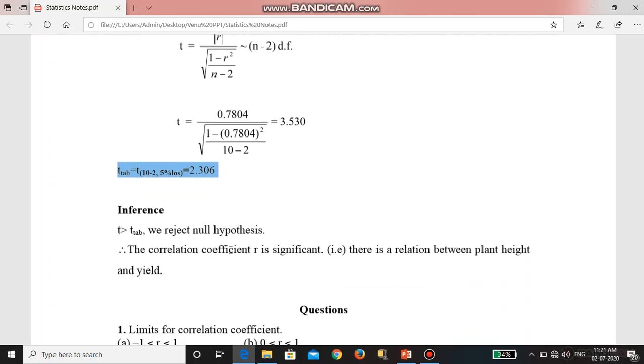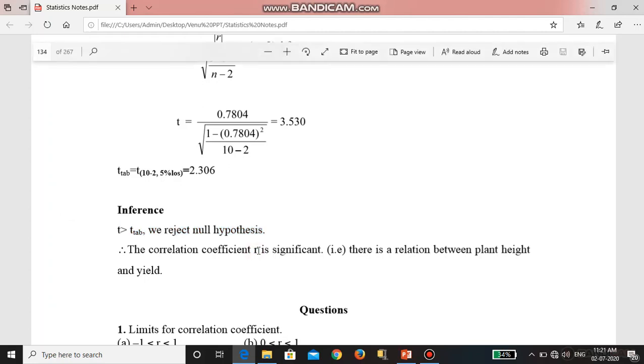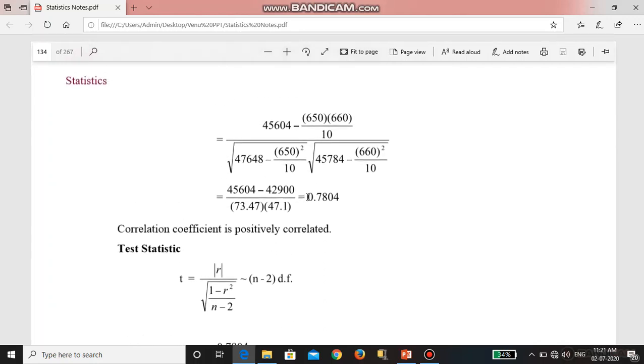The t calculated value is 3.53 and the t table value is 2.306. The t calculated value is greater than the t table value, so we reject the null hypothesis, that is, the correlation coefficient is significant. This means the correlation coefficient value 0.7804 is a true value.